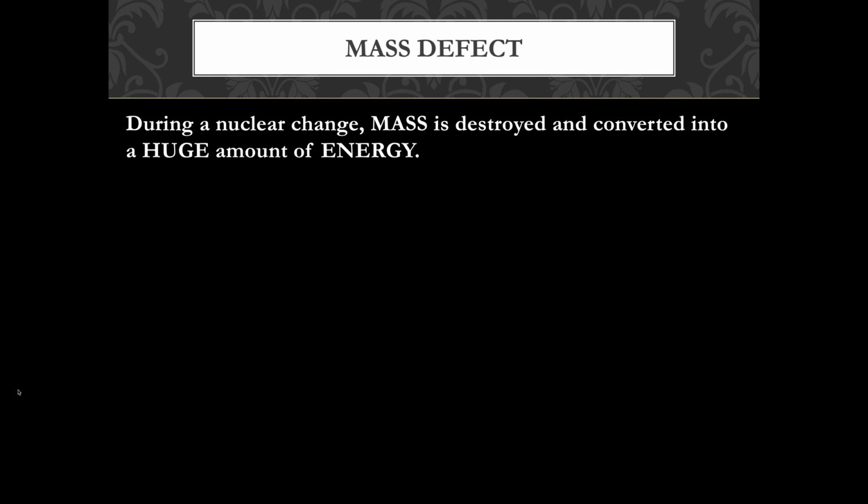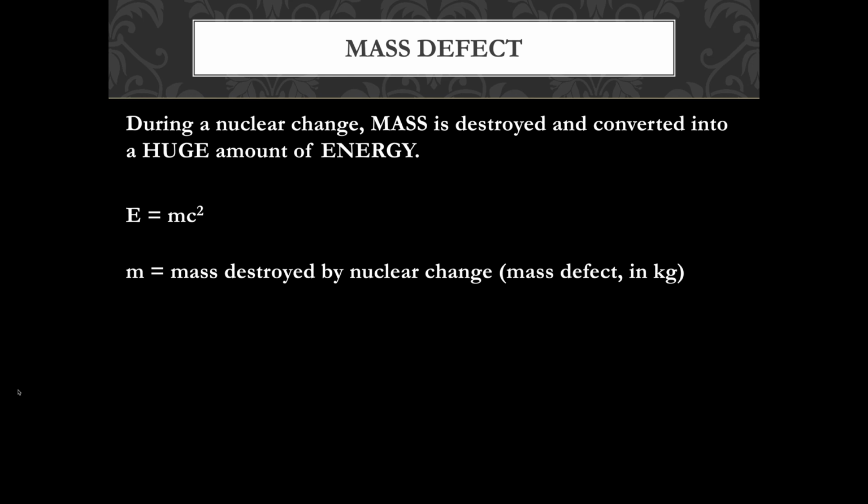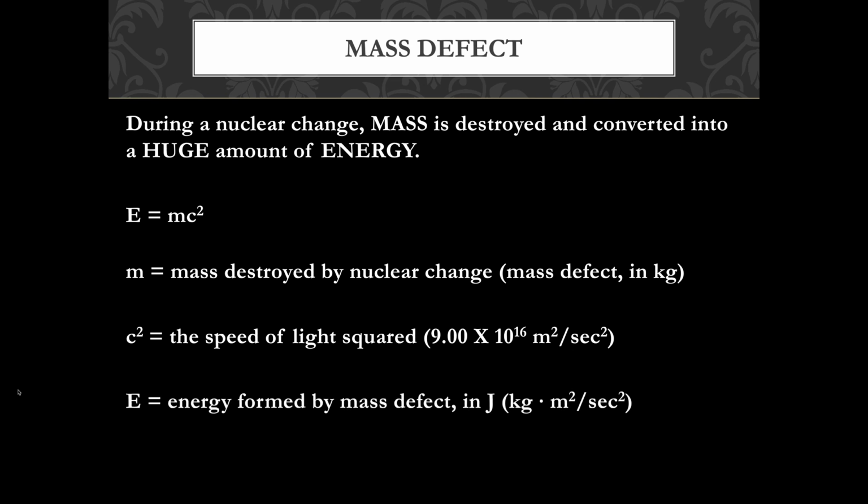Now, in nuclear decay, natural decay, the amount of mass is so incredibly tiny, you'd never miss it. But it still gives off enough energy to keep the core of the Earth liquid after billions of years. But these changes release far more energy than that. If we take E equals mc squared, m represents the mass that's destroyed by the nuclear change. It's called the mass defect, and it's measured in kilograms. And c squared is the speed of light squared, which is 9 times 10 to the 16th meters squared per second squared. And E is the energy formed by the mass defect in joules, which is a derived unit, kilogram meter squared per second squared.